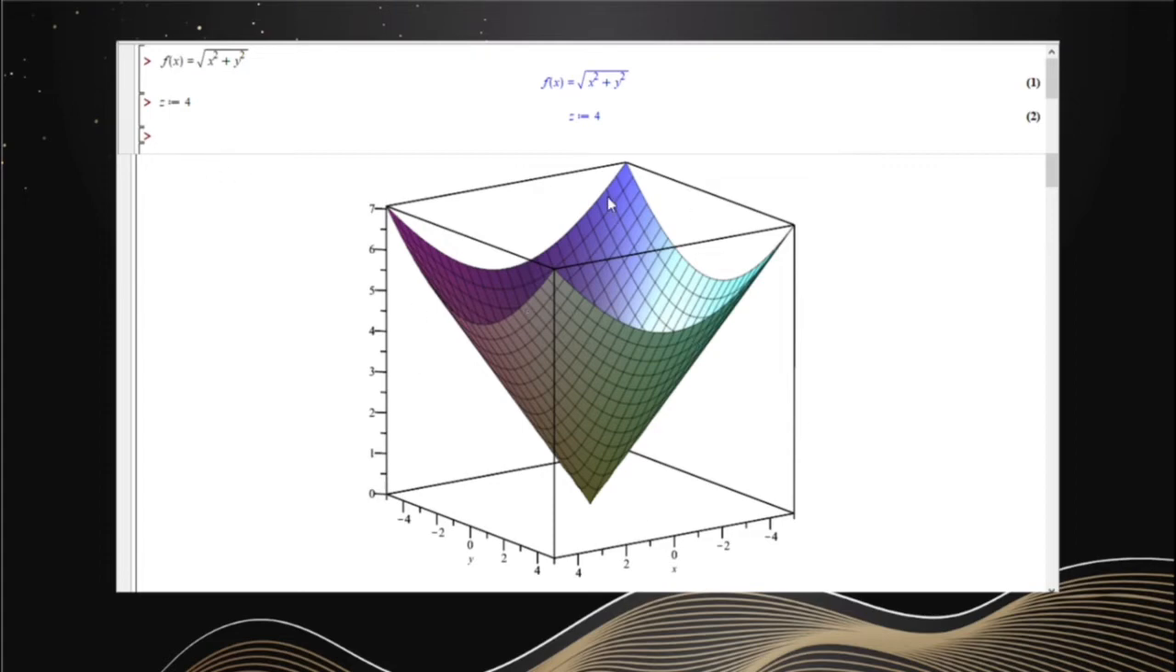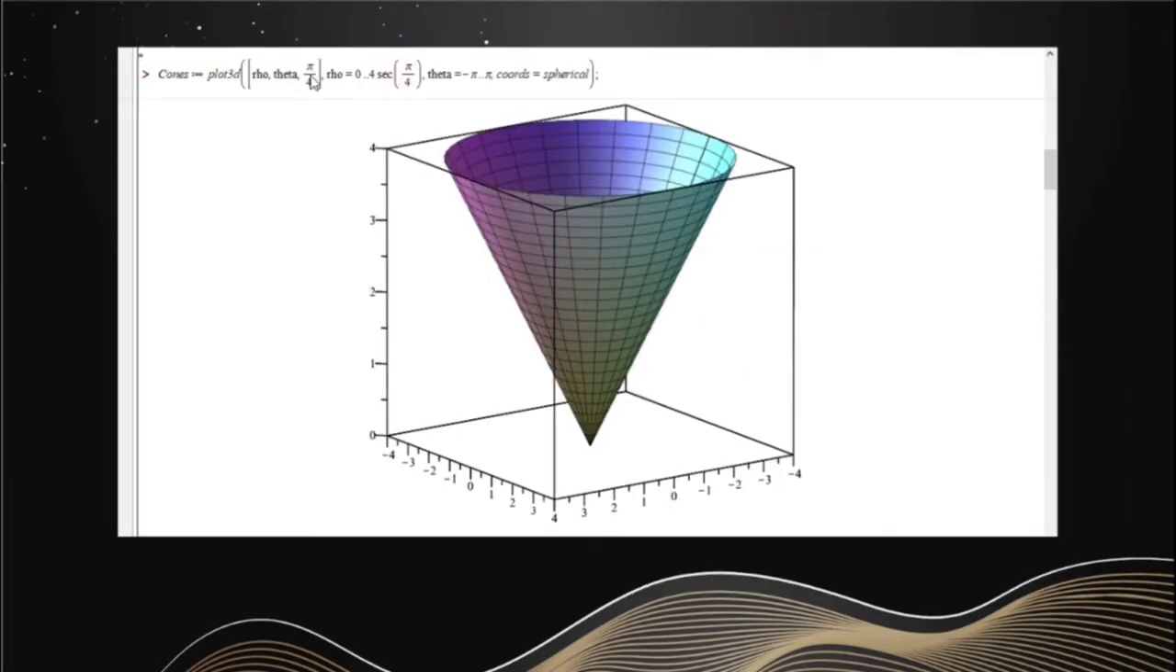So this is the graph of the surface, and then we use the command cones equals to plot3d, rho, theta, pi over 4. The range of rho is from 0 to 4 sec pi over 4. This is the value after calculating the value of rho previously, and then theta equals to -pi to pi and coordinates equals to spherical, and then we run this command, we will get this.